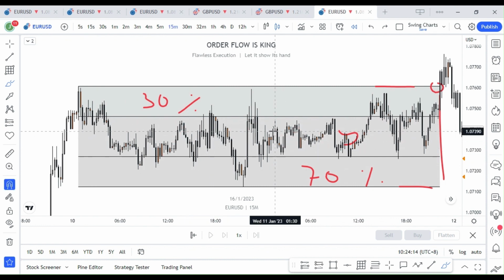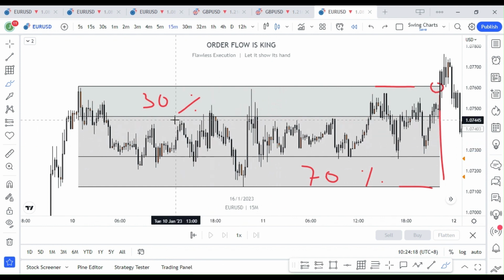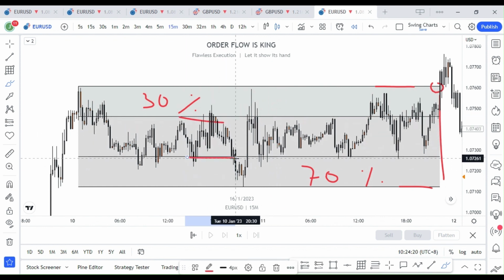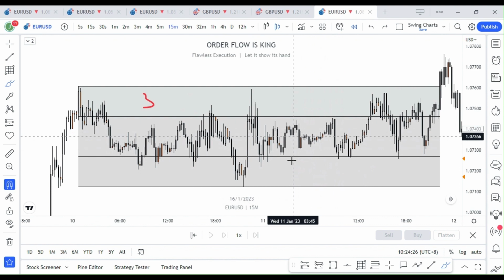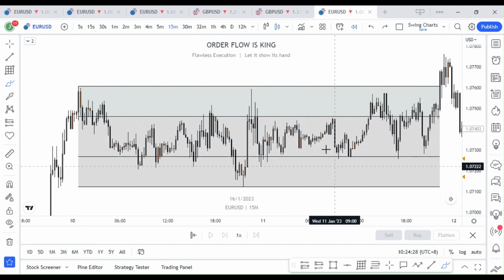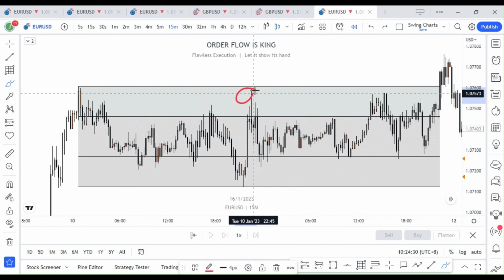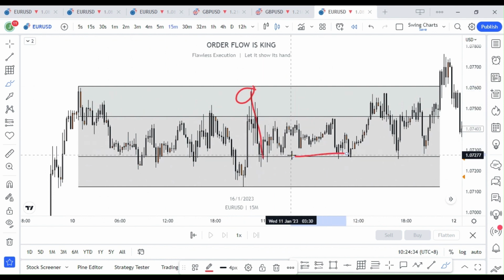So once you have defined your range, you've defined your area not to trade clearly, the 50% between here and here, you will not trade. And obviously, you've defined your lower 70% and higher 30% of the range. That's great. So what you want to do now is wait for price to come into that higher 30% and sell and target the lower 30%, right?